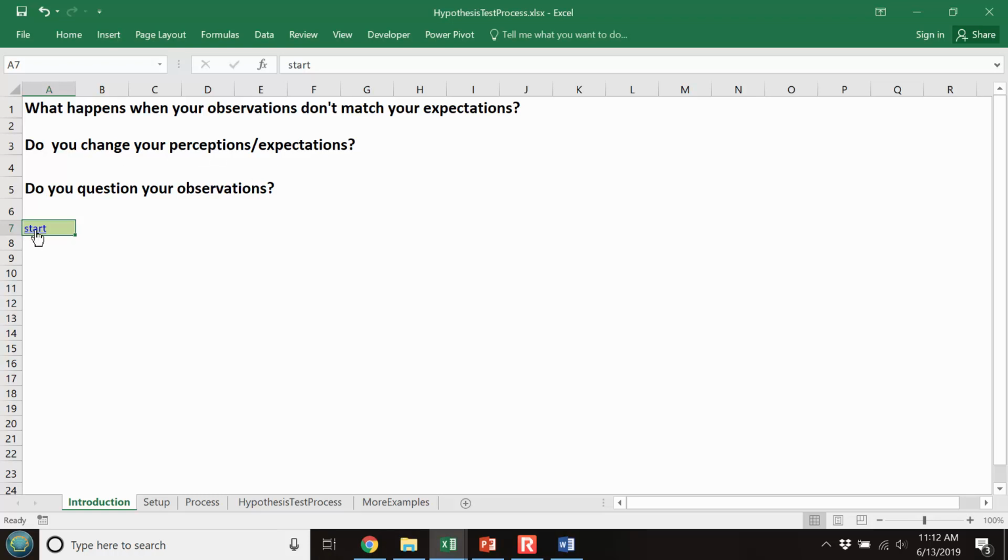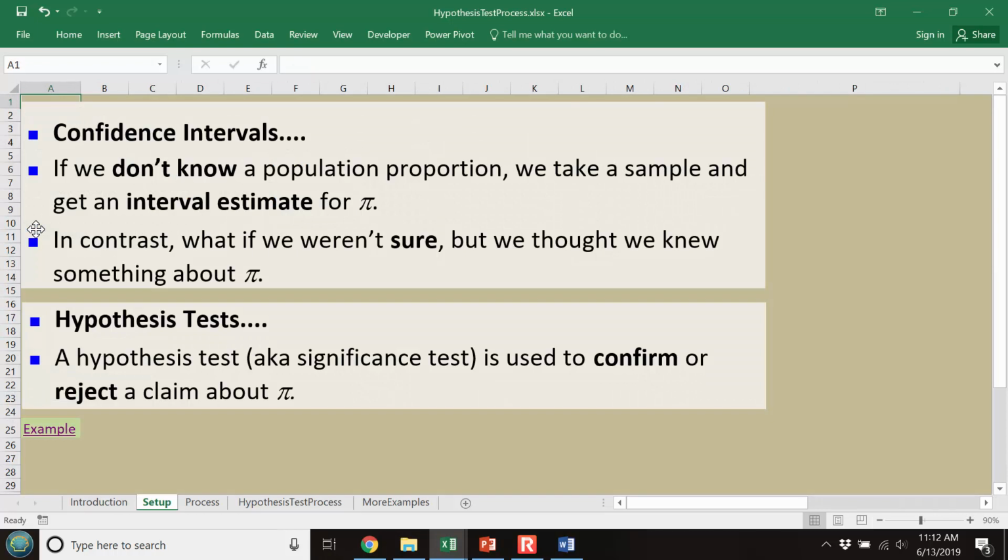Let's walk through a few examples. Now let's go back to the confidence intervals we talked about. If we don't know what a population proportion is, we can take a sample and get an interval estimate for it. In contrast, if we weren't sure, but we thought we knew something about it, we might come up with a hypothesis test, also called a significance test, that's used to confirm or reject a claim about the population parameter.